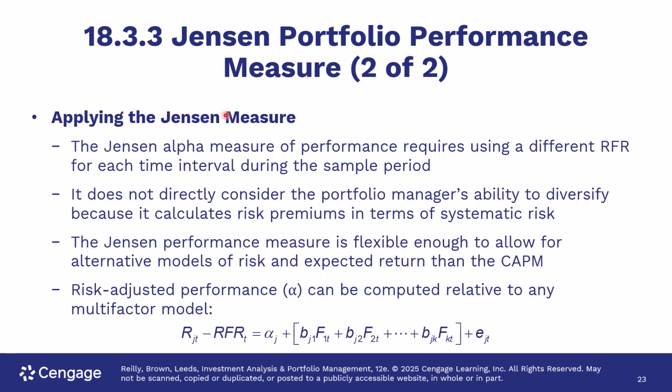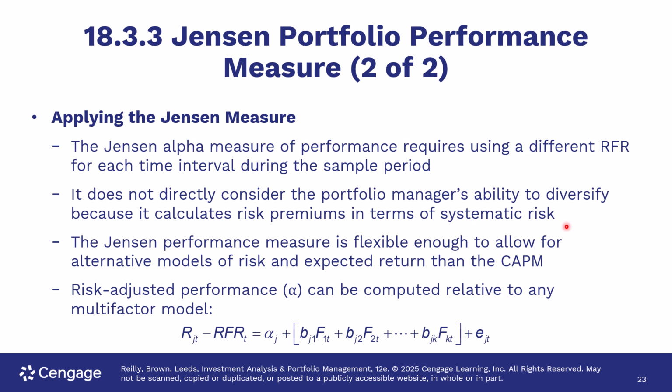All right, so to use Jensen's measure, Jensen's alpha measure of performance requires using different risk-free rates, right? Different treasury bill rates for each time interval during the sample period. That's right. You want to make sure that you're aligning things in calendar time so it's fair when you're running the regression. It does not directly consider the portfolio manager's ability to diversify because it calculates risk premiums in terms of systematic risk. So we're actually assuming that these portfolios are diversified.